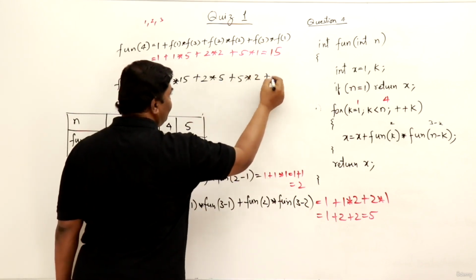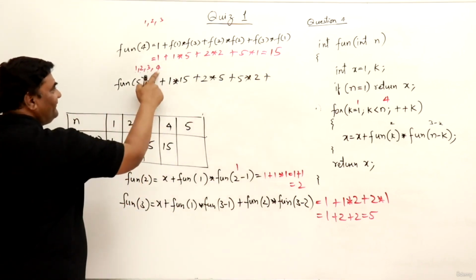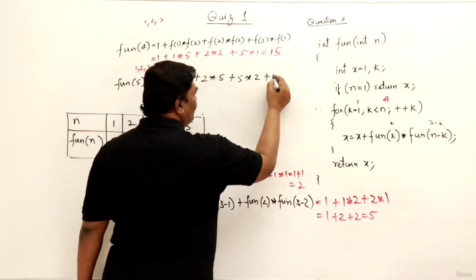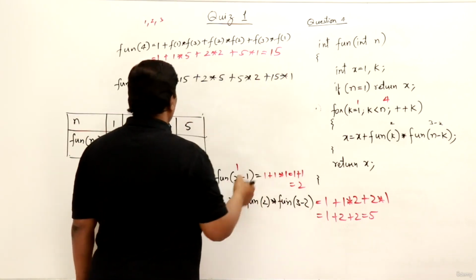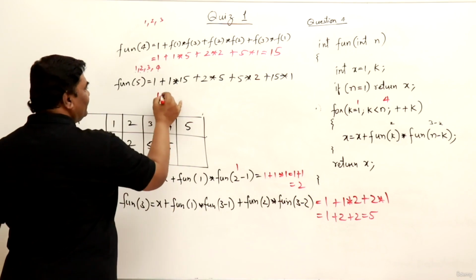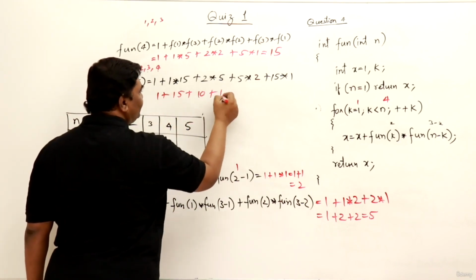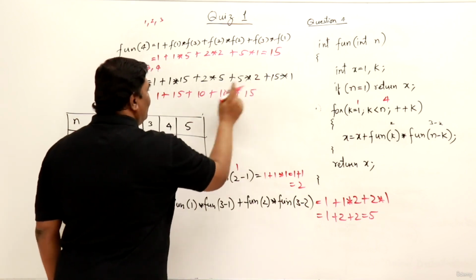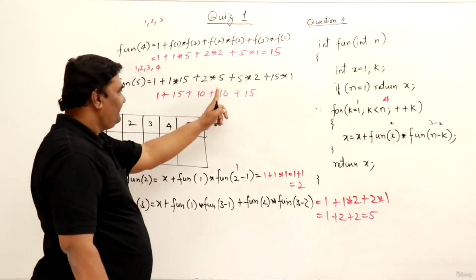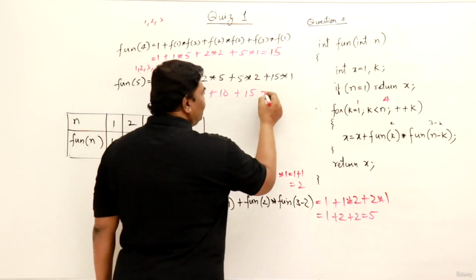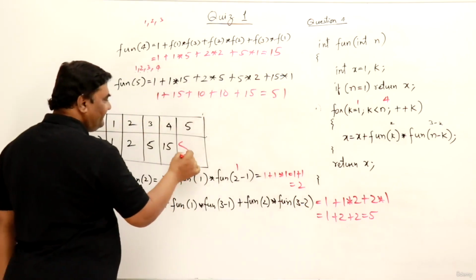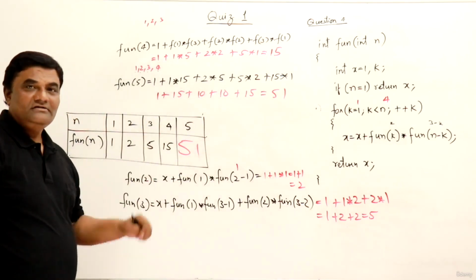If you have observed this, then you can directly write this. Then 4 into 1, so 15 into 1. How much is this? 1 plus 15 plus 10 plus 10 and this is 15. 15, 15, 30, 40, 50, 51. So the answer is 51. That's it.